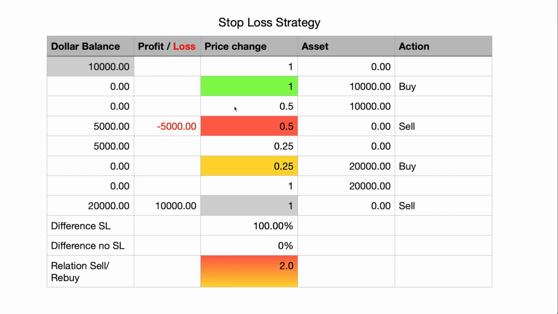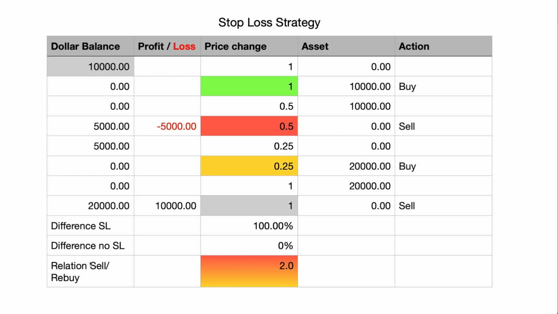I will quickly explain the table first. In the left hand column we have the dollar balance. In the second column we have the profit loss at the moment where we actually sell our assets. Then we have the price changes. Actually it's the real prices, it's not the changes. Then we have the amount of assets we have and the action we perform. On the bottom we can see the difference with the stop loss strategy and the difference if we do not apply the stop loss strategy.